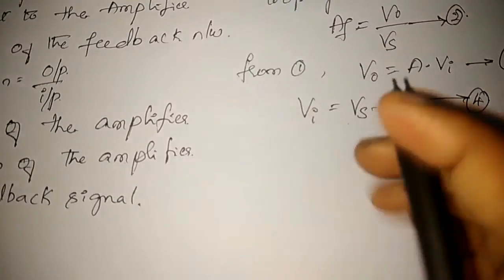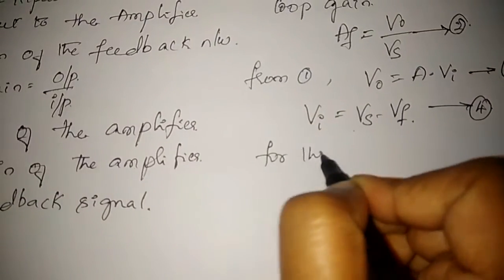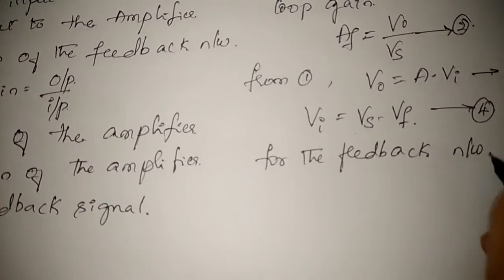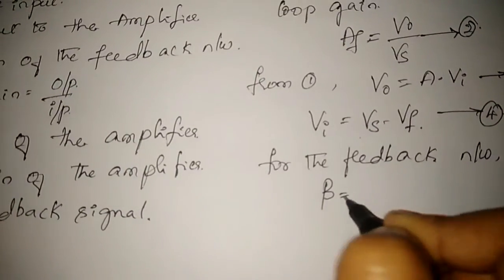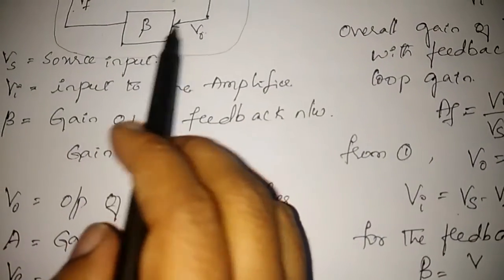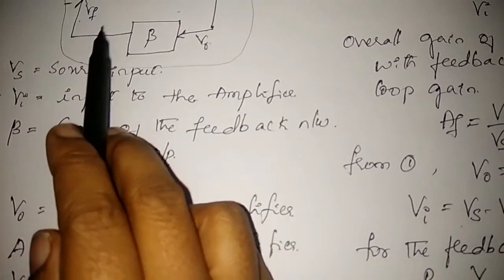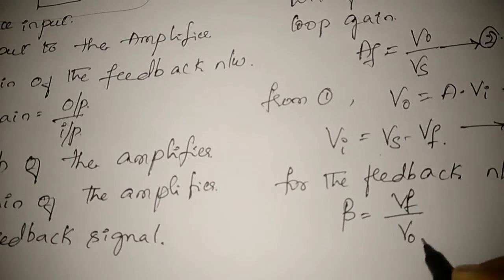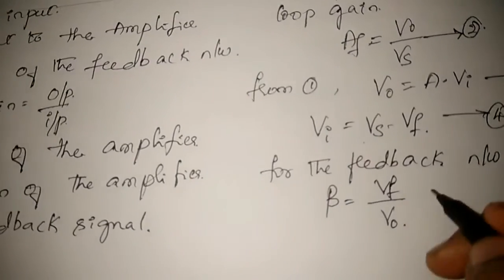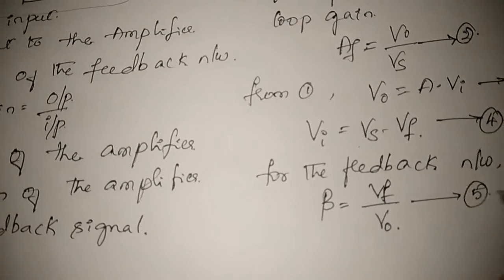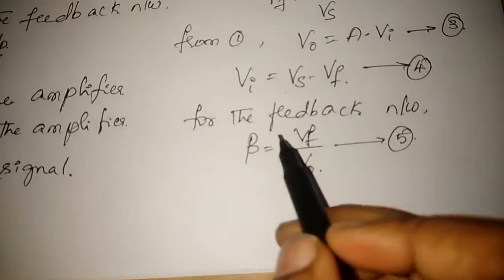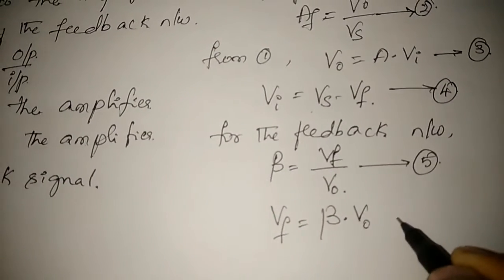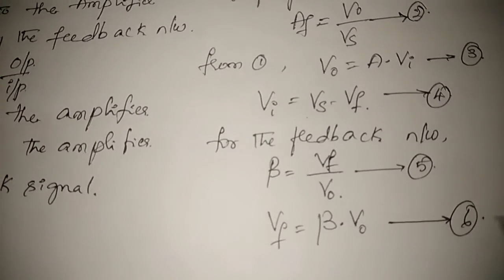Now for the feedback network, that is beta, we can write beta is equal to output divided by input. What is the input here? It is V naught, and the output is Vf. So the gain can be written as Vf divided by V naught. Take this as equation 5. From this I can write Vf is equal to beta into V naught. Let me take this as equation 6.